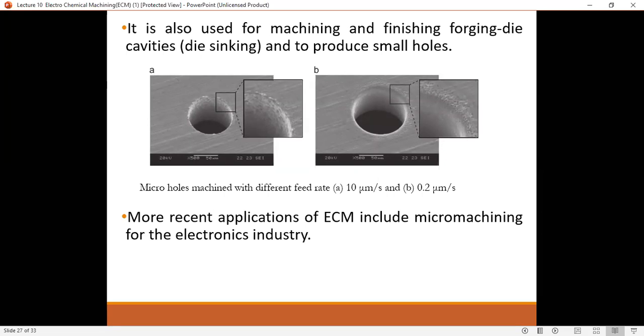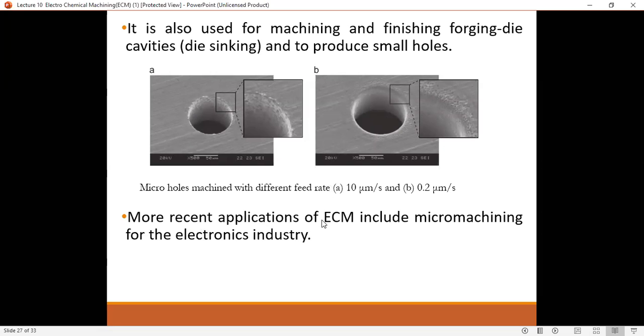These are examples of micro holes we machined using different feed rates. So these are micro holes machined using different feed rates, and you can look at the effect of it. This is at 10 microns per second feed rate. This is 0.2 microns per second. So feed rate actually has an effect on the surface finish of the holes.